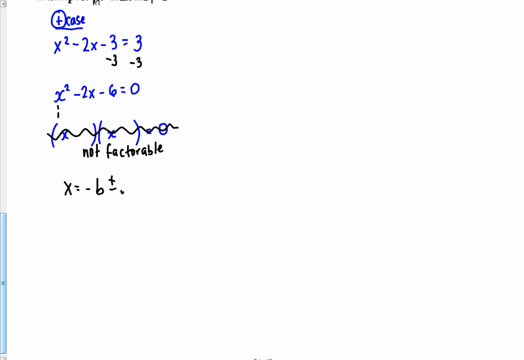Quadratic formula. And it's negative b plus or minus the square root of b squared minus 4ac. Do you remember that song? Over 2a, hey! Over 2a, hey!